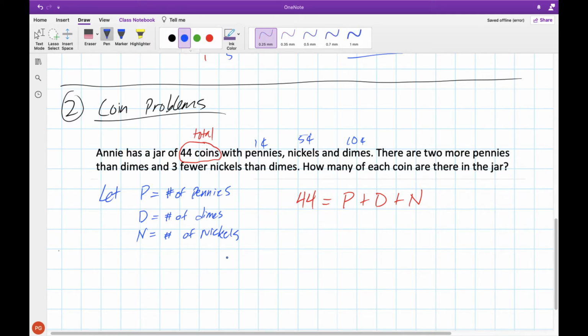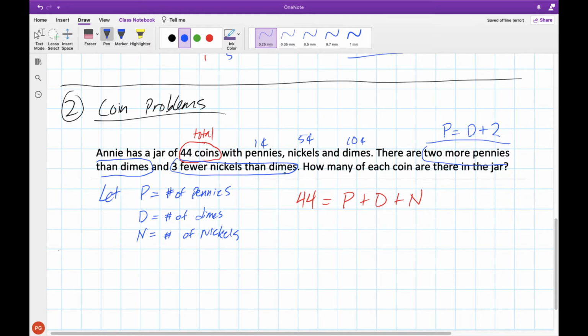So what we're going to need to do is use these other pieces of information, the fact that there are 2 more pennies than dimes and 3 fewer nickels than dimes, to help us answer the question. So let's highlight this one, 2 more pennies than dimes. That tells us the number of pennies should be equal to the number of dimes plus 2. The number of pennies is 2 more than the number of dimes, so the number of pennies is the number of dimes plus 2.